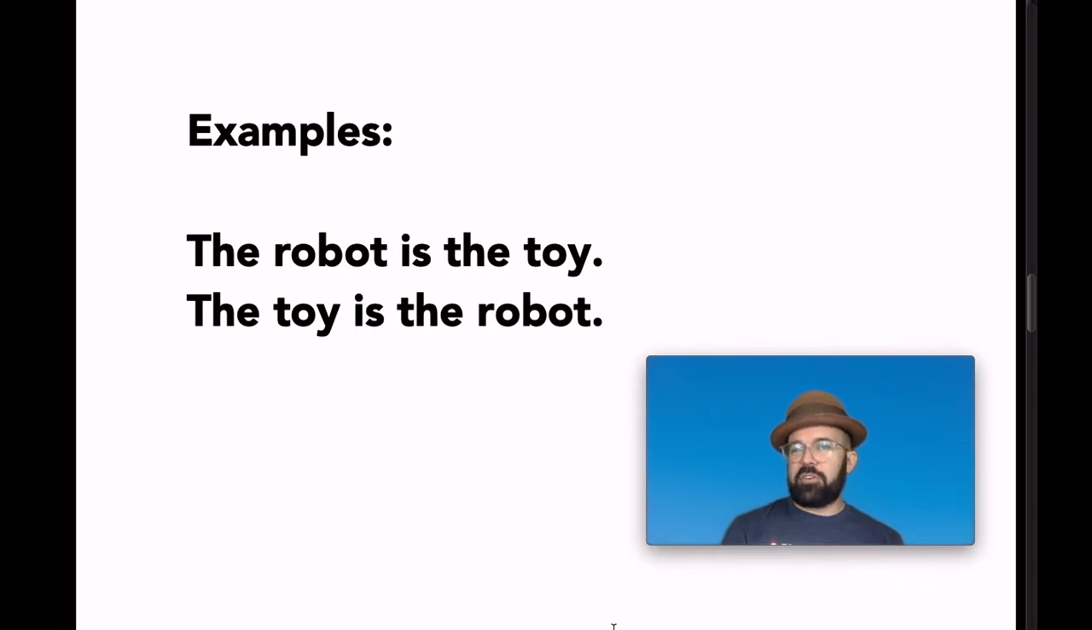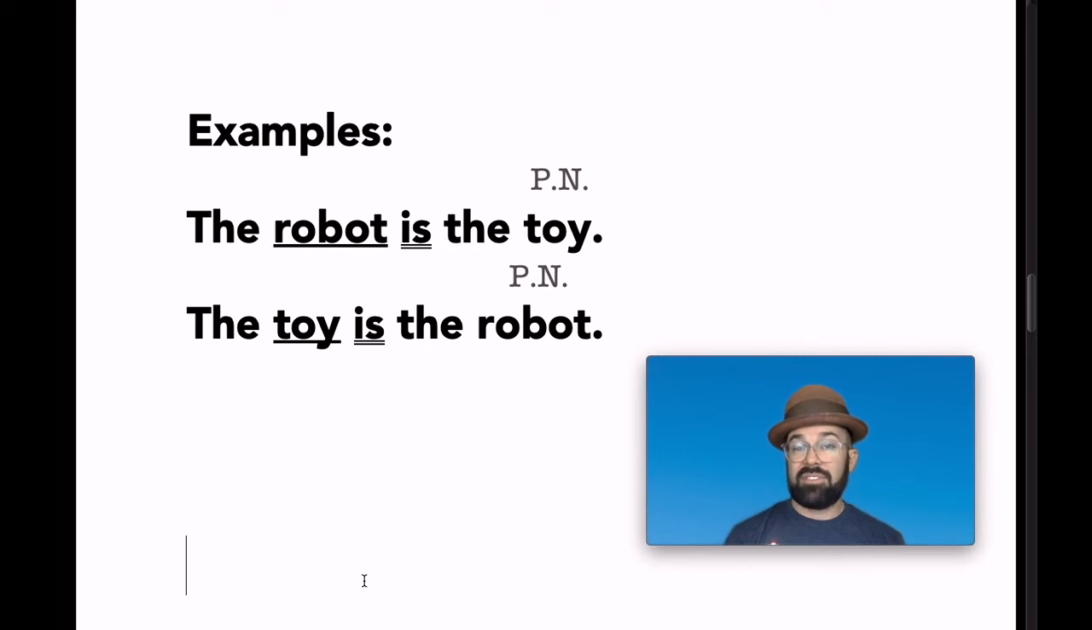Take a look at these first two examples, which are really like the same example, right? They both state the same thing. The robot is the toy is the same as the toy is the robot. All I've done is switch the simple subject with the predicate nominative. And so if I was to label these, it would look like this. In the first sentence, robot is the simple subject, is the linking verb, and toy is the predicate nominative, a noun that is the same thing as the subject.